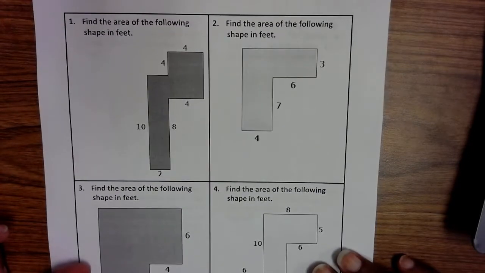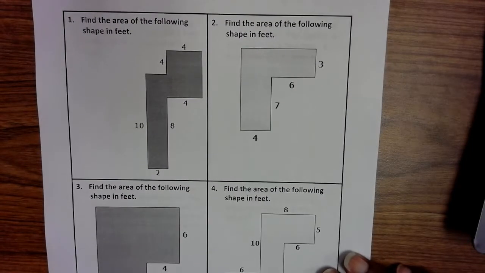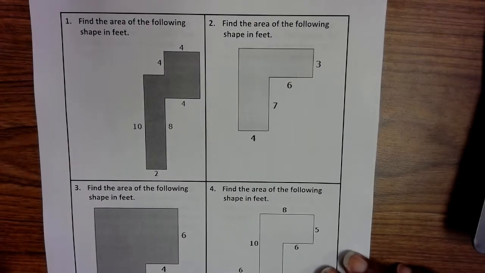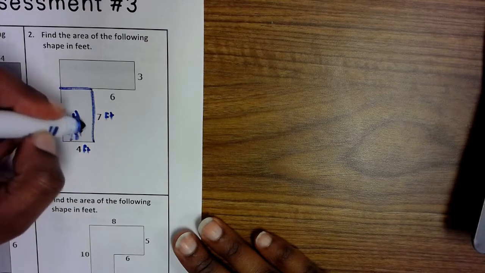Sometimes you will be given shapes that are very complex. They don't look like just a rectangle or a triangle. In this case, usually you are given enough information so that you can kind of cut the shape into different pieces. Okay? So in shape 2, it says find the area of the following shape in feet. So I'm going to kind of break this shape into 2 separate shapes. And if I do that, then I realize that this whole line is worth 7 feet, and this line is worth 4 feet. So 7 times 4 equals 28 feet.